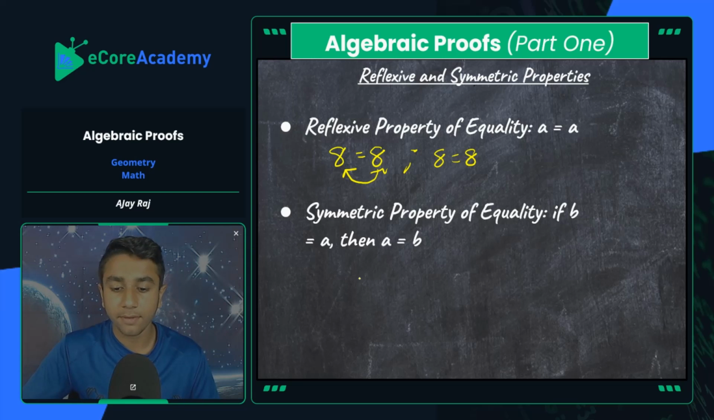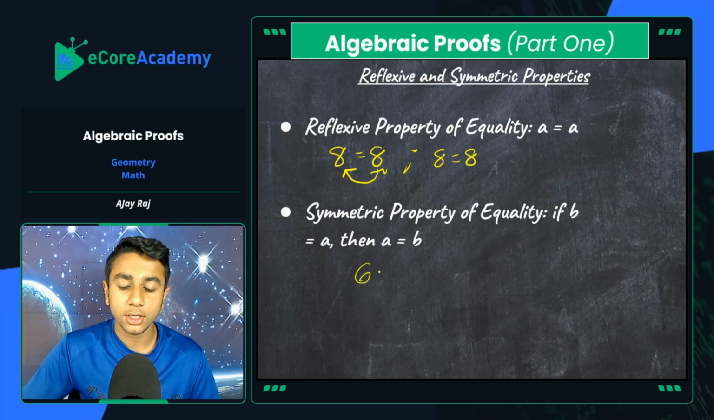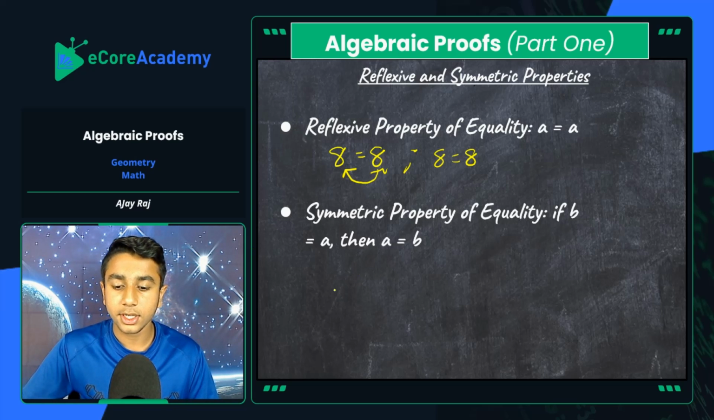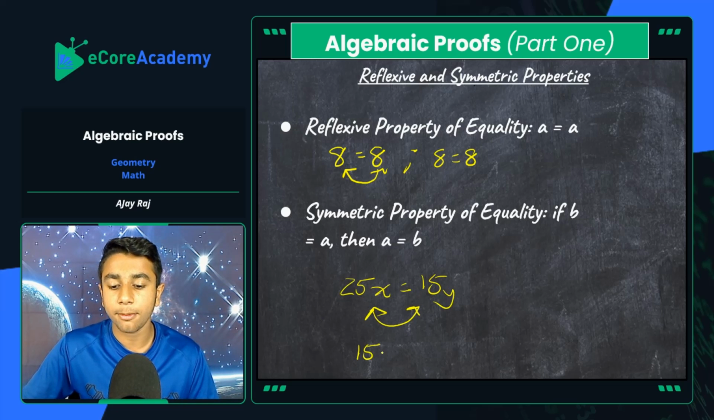So let's put this in the form of variables and do another example. Say, for example, we're saying 25x equals 15y. Well, since they're both equivalent, you can always swap these two values around to 15y equals 25x, and that'll always maintain equality and always be a true statement.